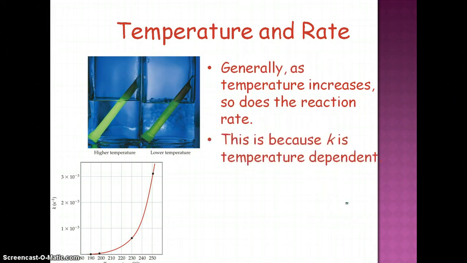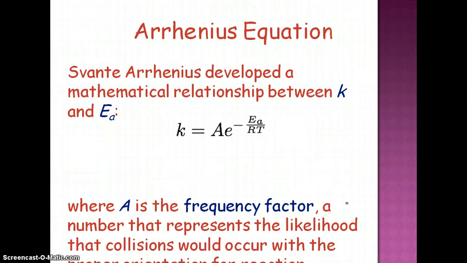All right, so here we saw that with our glow stick demo during class, and we know that K is temperature dependent. So, the Arrhenius equation describes that relationship. It describes the relationship between the rate and the activation energy. So we're looking at the relationship between K and EA.